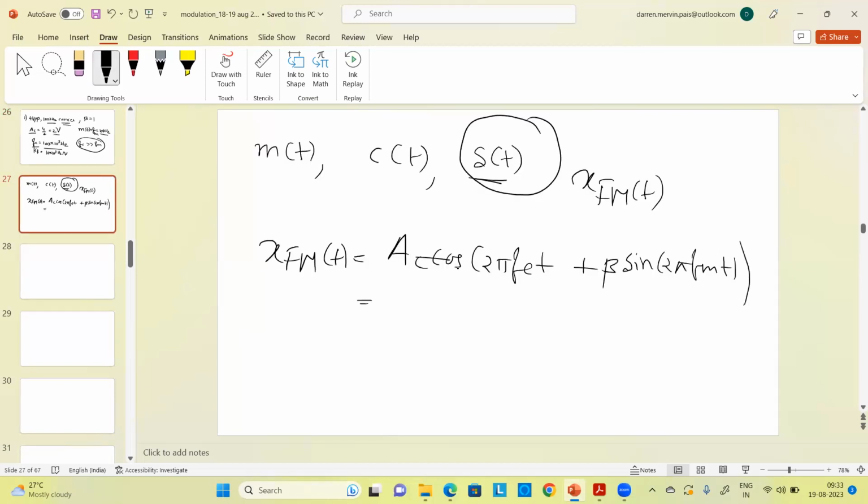What is AC given as? 2 volts. Then it's cosine 2 pi FC T plus beta sine 2 pi FM T. What is FC given as? 100 kilohertz. What is beta? 1. And FM is given as 10 kilohertz, so sine 2 pi times 10k t. Any doubts in this? No, it's good, sir.